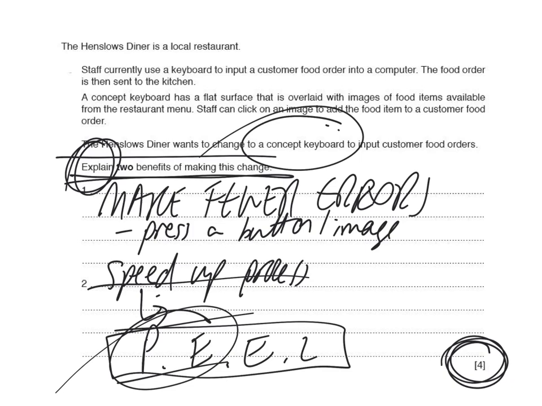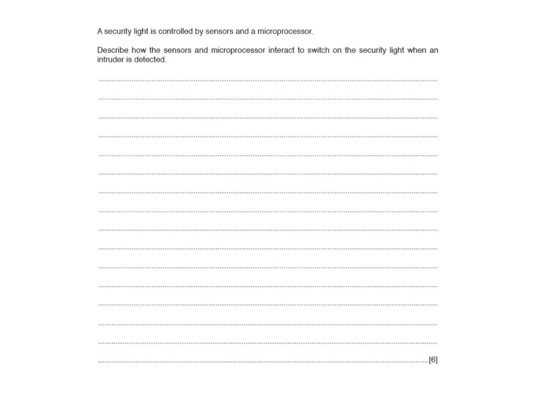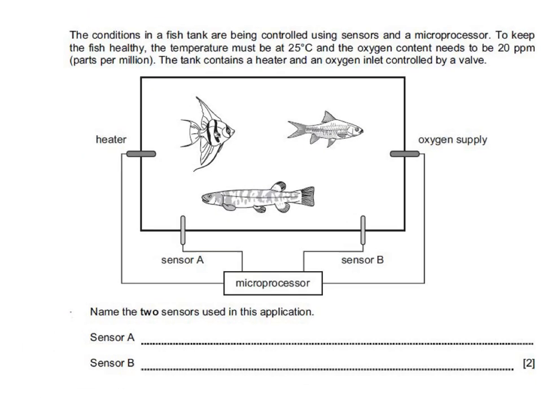Probably less training for people, speed up the time to enter an order because you need to press fewer buttons to complete your order, and it's probably easier because people require training. There we go. The same one as before, so we'll skip that. Have a practice at writing it. That's a 6 mark question though, so we need to make sure we've got 6 points. And again, it's the describe part, so always look at the keywords and the number of marks.